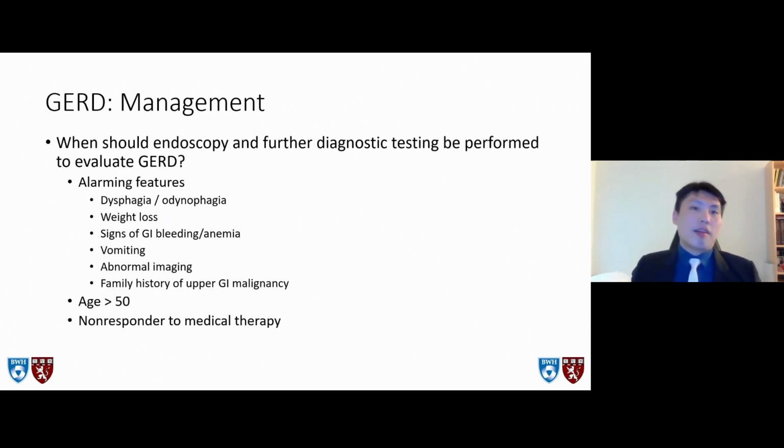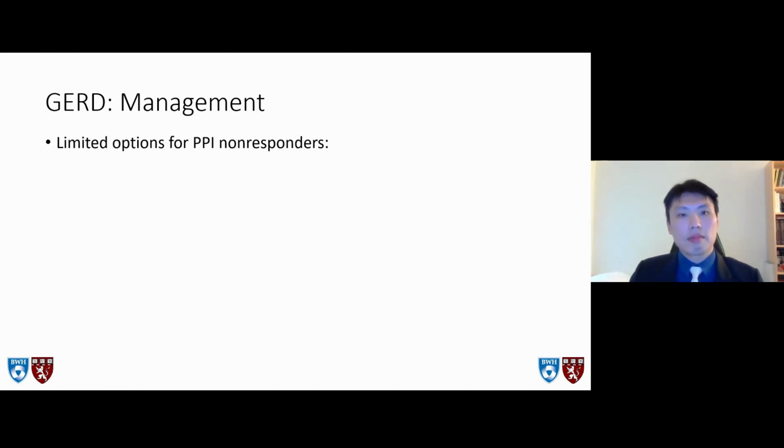One of the things that we have to consider is, when do we proceed to further management or evaluation of GERD, including performing endoscopy and further diagnostic testing. Some of the things that we look for are patients who come in with alarming features, including dysphagia, odynophagia, weight loss, any signs of bleeding, vomiting, any abnormal imaging, or known family history of upper GI malignancy. Older patients, greater than 50 and presenting with new onset symptoms, is another alarm feature, as well as patients who are non-responders to medical therapy.